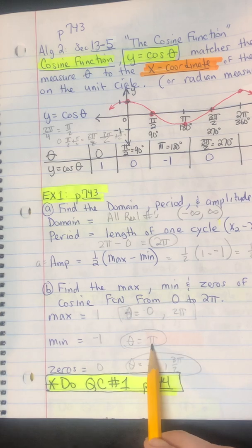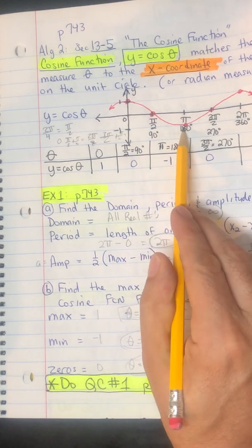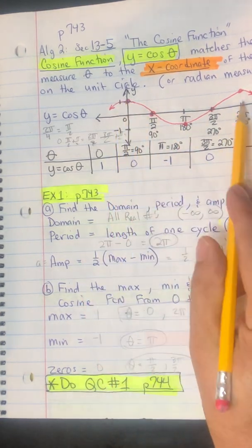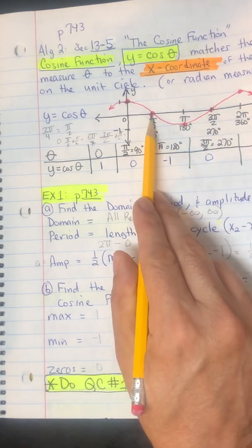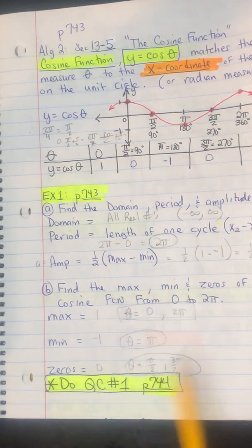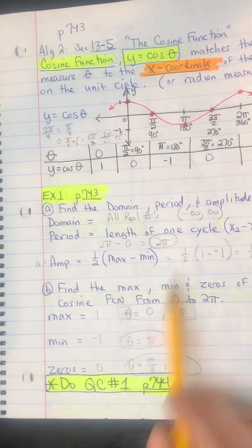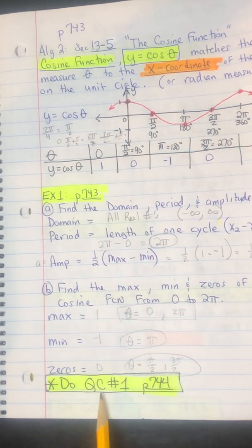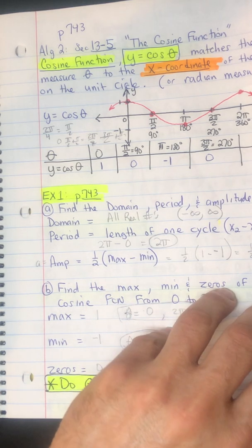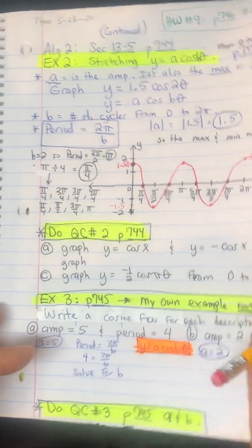The minimum occurred at pi. The maximum occurred at 0 and 2 pi. The zeros occurred at pi over 2 and 3 pi over 2. The answers are the x-coordinates, or in this case, the theta coordinates. Now I want you to do quick check number 1 on page 477, very similar to example 1. I'm going to continue on to example 2 and then example 3, and then we're done. We're not doing example 4.